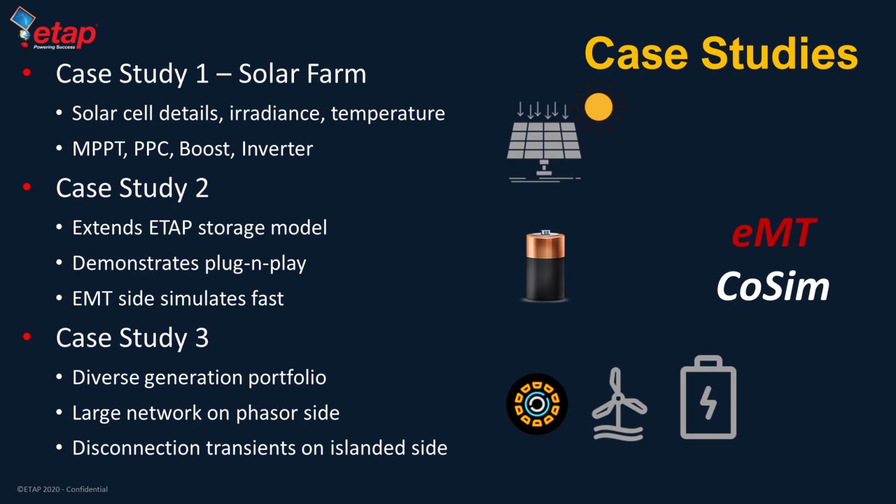Finally, the third case study will show that one can have a diverse generation portfolio with a lot of detail, supplying a large network modeled in the phasor domain. Then we disconnect the two domains and observe how the phasor angles on both sides of the disconnection start to diverge. This is interesting because the two networks are not connected, yet they are still being co-simulated and remain coupled at the numerical level. This allows seeing the relative phase angle difference across both domains. Truly powerful.